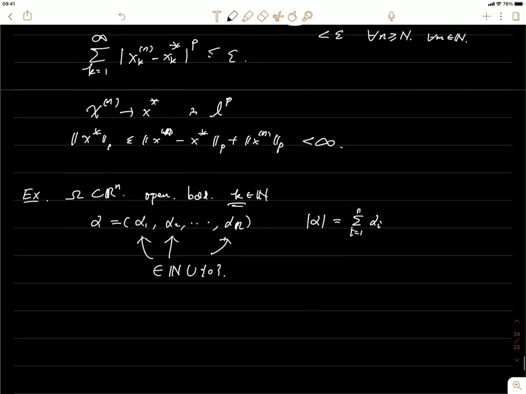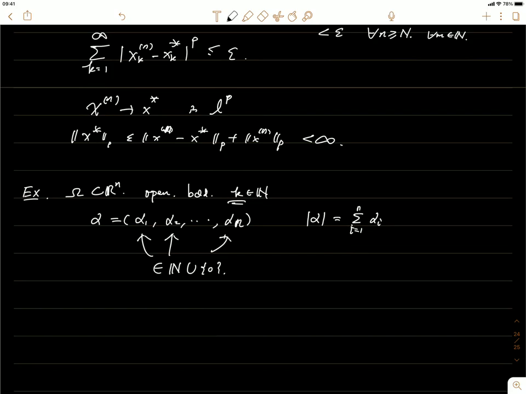Now let's say I want to run over all these possible alpha such that this sum is less than or equal to the k I mentioned earlier, right here. And then I can define this partial derivative. You can see that I have u as a multivariate function from R^n, defined on Omega, to R. And then I can define the partial derivative.